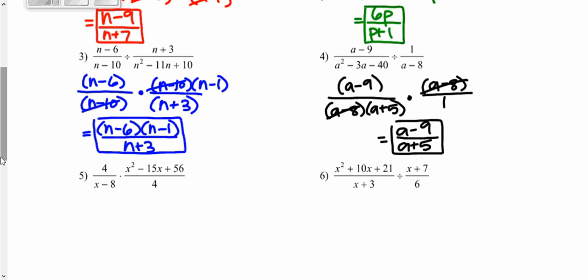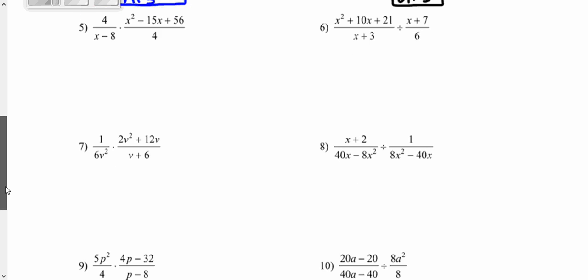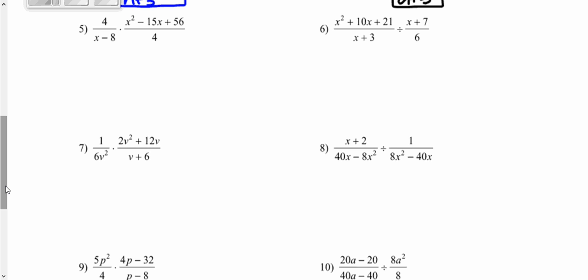Number 5 is multiplication, so I don't have to worry about flipping the second fraction. So looking for opportunities to factor. I can factor the second numerator, so numbers that multiply to 56 and add to -15. Oops, wrong variable. Would be -7 and -8.